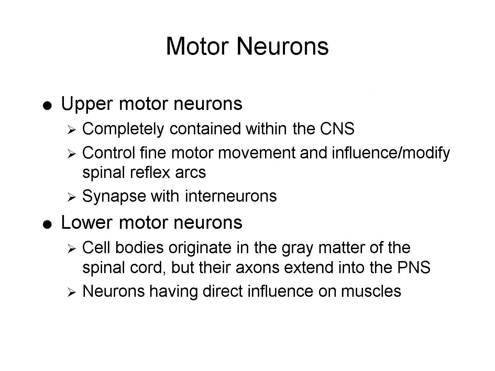Motor neurons are divided into upper motor neurons and lower motor neurons. Upper motor neurons are entirely within the CNS and control voluntary movement and reflex modulation. They synapse with lower motor neurons, which originate in the spinal cord and directly influence skeletal muscle. Damage to upper motor neurons leads to spasticity, while damage to lower motor neurons causes weakness or paralysis.